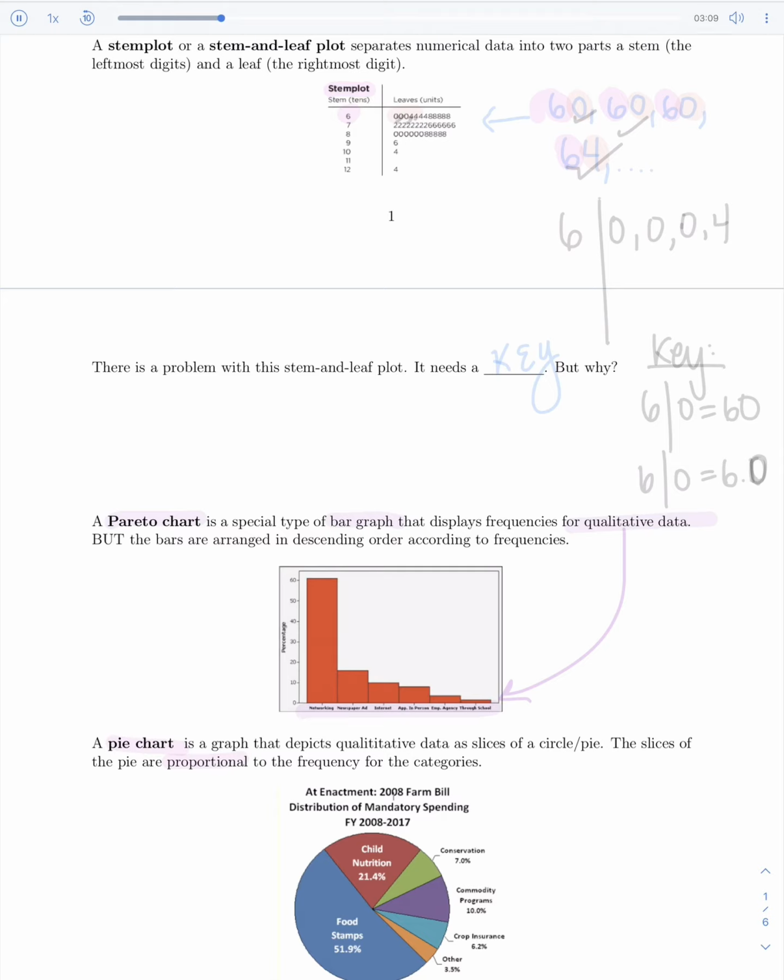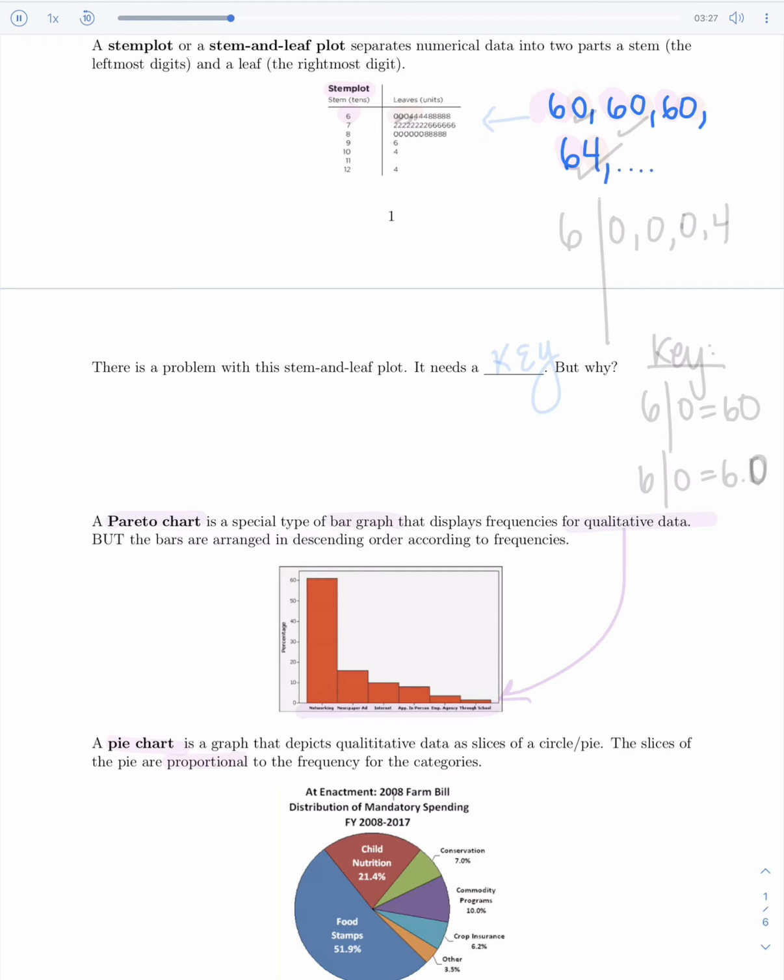However, we're going to look at stem, or what are called stem and leaf plots. These you do need to know how to make. Basically, it takes a data set. Let's say we've got something like 60, 60, 60, 64, and so on and so forth.